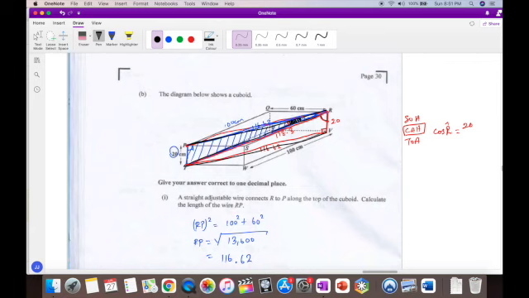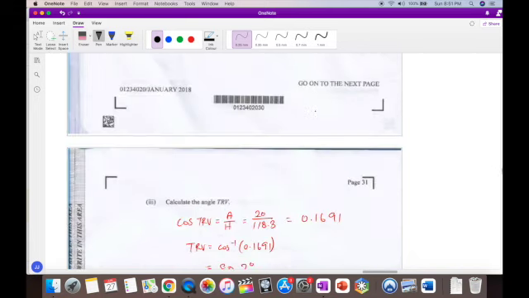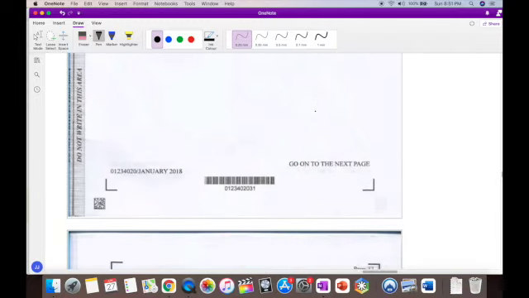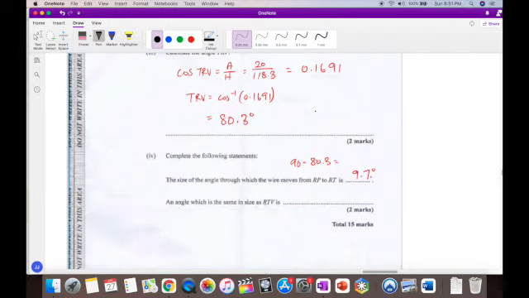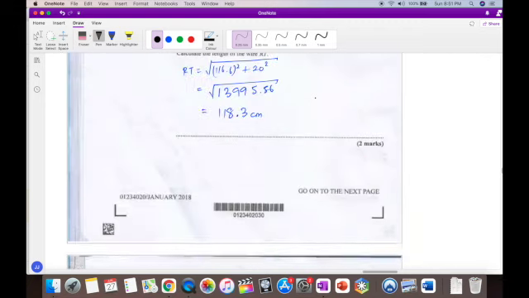So we have PR and then this hypotenuse here, which is like a transversal between this other parallel line here. So we have these two top lines here being parallel, and then we have this transversal in the middle here. And of course we just worked out that this angle here is what? 9.7 degrees. Yes. So an angle which is the same as RTV.